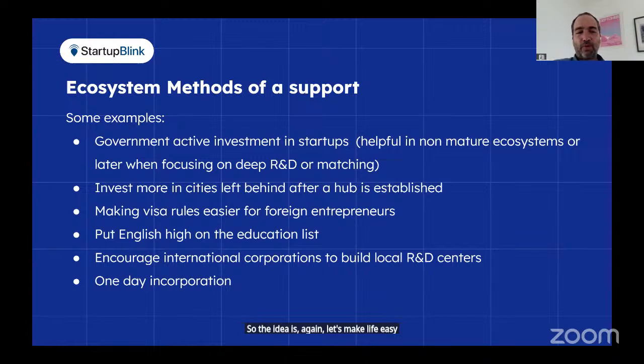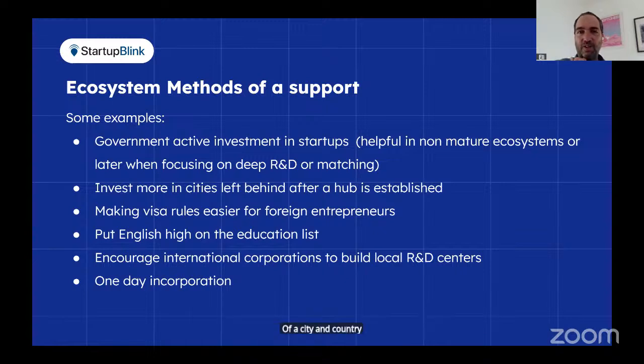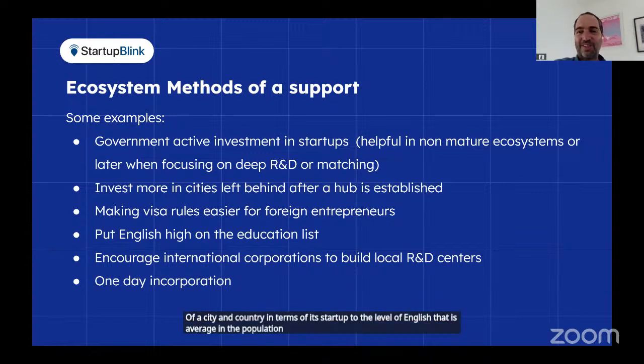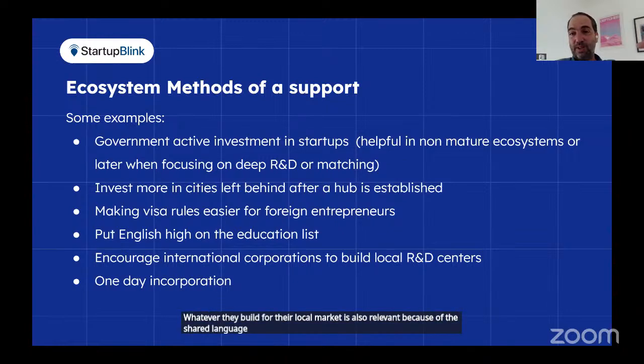I do want to say that about English. English is very, very important. And native speakers of English have an unfair advantage in terms of startup ecosystem development, and there is a very good correlation between the success of a city and country in terms of its startups and the average level of English in the population. So unfortunately, the Americans and people from the UK and Australia have a little bit of an unfair advantage. They can go global from day one. Whatever they build for their local market is also relevant, because of the shared language, to the other big markets.